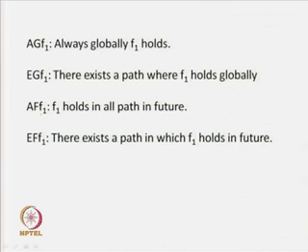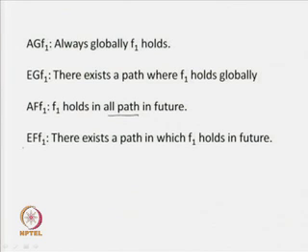Similarly, A F F1, where the capital F stands for the future or eventually operator. That means F1 holds in all paths in future. So, we should get a future state where F1 holds, then we say that A F F1 holds in that particular state. We have to look at all paths. Similarly, E F F1 looks for a particular path. If on any path in future F1 holds, then we say that E F F1 holds.